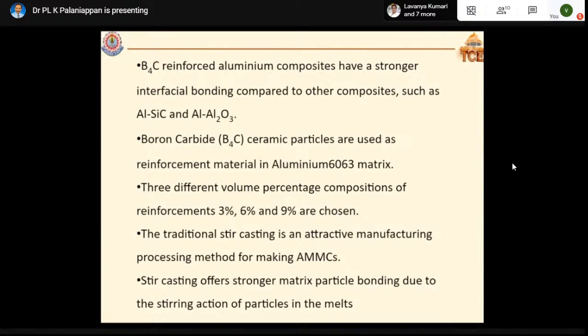The literature survey said that the workable range is in between 3 to 10. So we have taken 3, 6, and 9 as the three compositions we want to try.